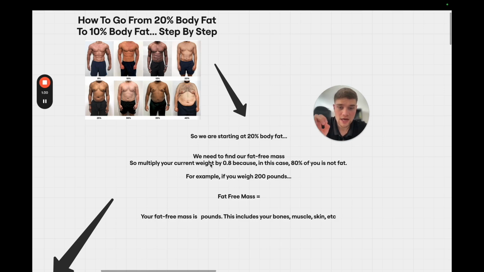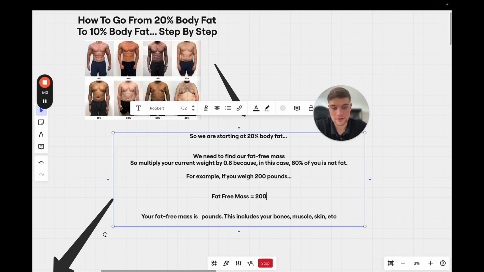So what we do is we multiply our current weight by 0.8 because in this case, 80% of you is not body fat. You're currently 20% body fat. So for example, if you weigh 200 pounds, your fat-free mass is effectively 200 pounds multiplied by 0.8. Now in this example, that is going to give us 160 pounds. So your fat-free mass is 160 pounds.